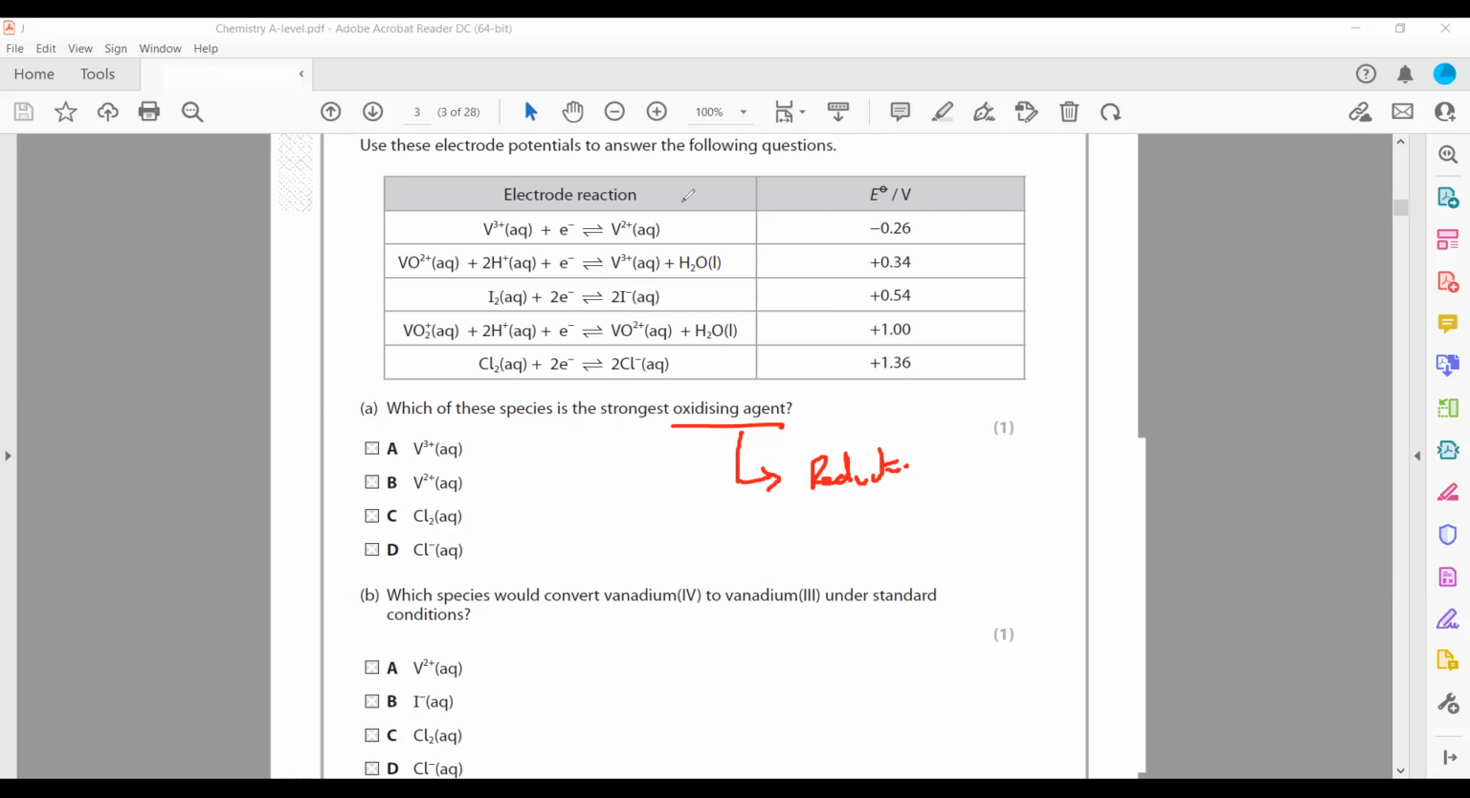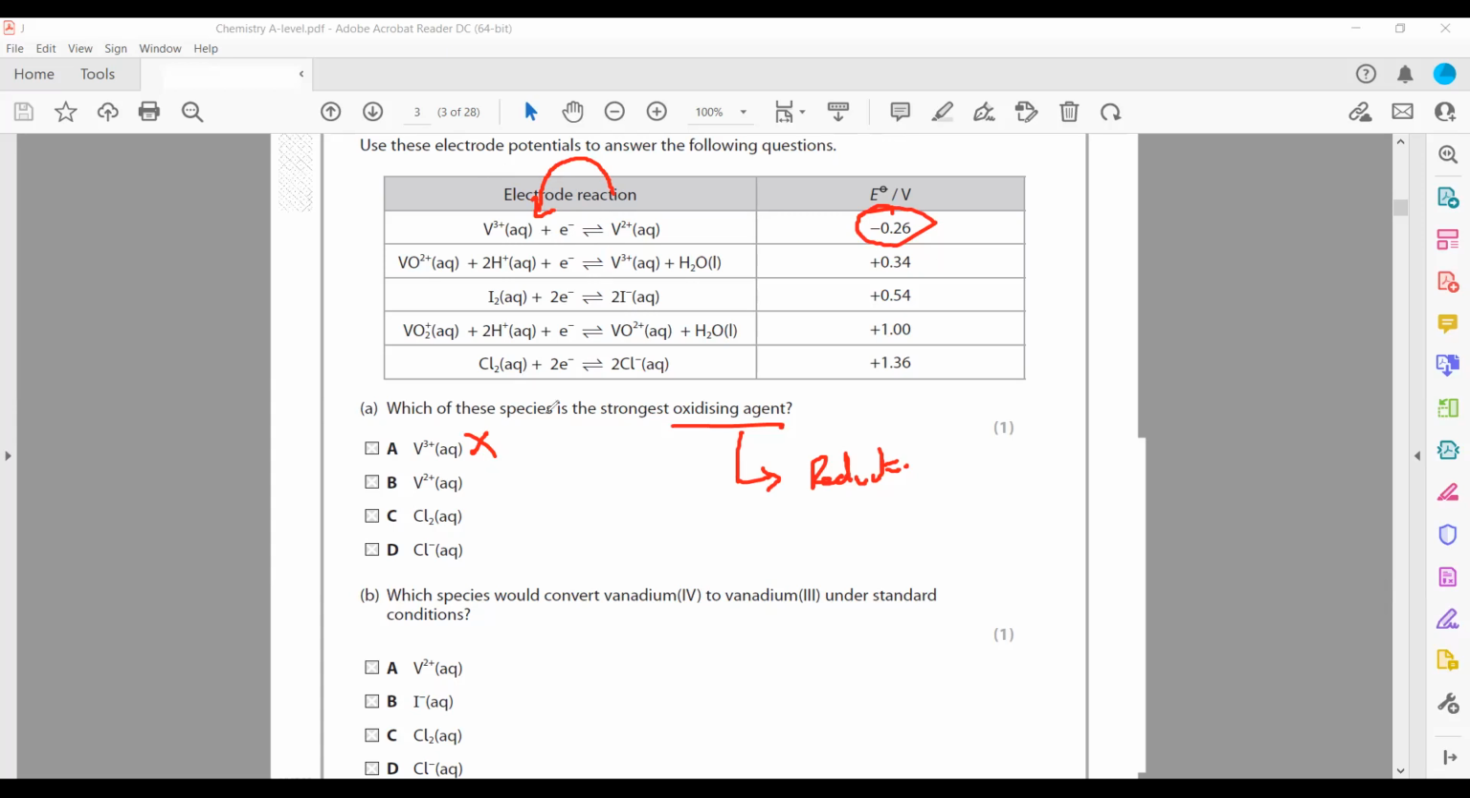So how can we work it out? We have to check these numbers. Whenever electrode potentials are given, the equations are always written as gain of electrons. The electrode potential for vanadium 3+ is negative, -0.26. It means the opposite is more favourable, like vanadium 2+ can easily lose electrons instead of vanadium 3+ gaining electrons. So it cannot be this one.